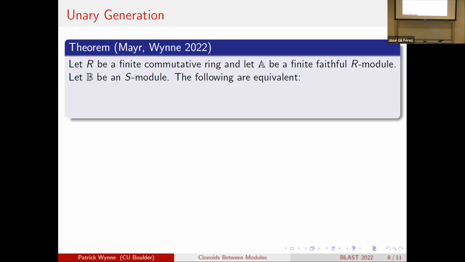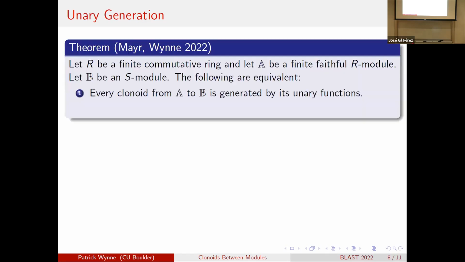And so now we generalize this result a little bit as well. The question we answered was, at least in the case for modules over commutative rings, exactly when does this happen, that the unary functions generate the entire clonoid? And that's what this theorem answers. The answer is that every clonoid from A to B is generated by its unary functions if and only if the two clonoids are of coprime order. That's what we already saw we needed. And that R is a direct product of finite fields. So the ring is a direct product of finite fields, and then the algebra is the regular module over that ring.